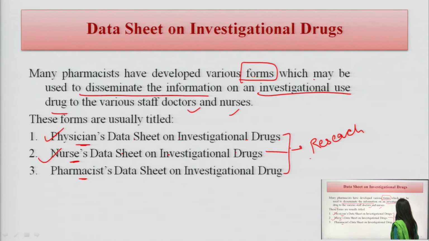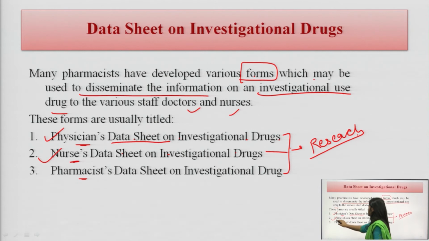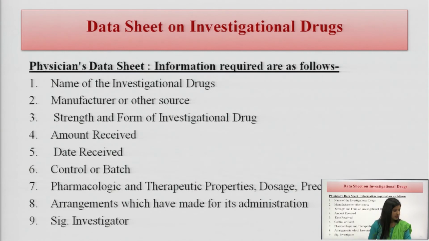They all are part of the team members who are performing the studies as a principal investigator or co-investigators. So, they all are providing a data sheet. Another is a nurse data sheet, another is a pharmacist data sheet. We will discuss one by one what information is written on the data sheet. First, point number 1, physician data sheet. Information required is as follows. What is the information required?